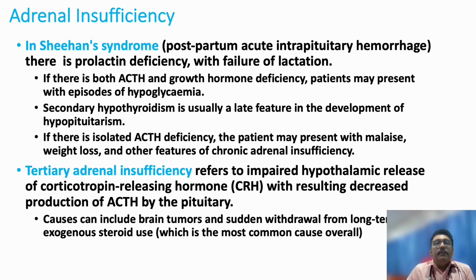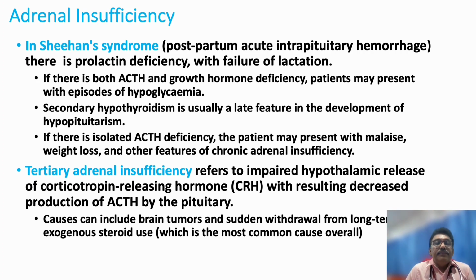Sheehan syndrome is a postpartum acute intrapituitary hemorrhage. If there is both ACTH and growth hormone deficiency, the patient may present with episodes of hypoglycemia. Secondary hypothyroidism is usually a late feature of the development of hypopituitarism. If there is isolated ACTH deficiency, the patient may present with malaise, weakness, weight loss, and chronic adrenal insufficiency features. But Sheehan syndrome is very important. The patient can have prolactin deficiency that leads to failure of lactation. So that's a very important syndrome.